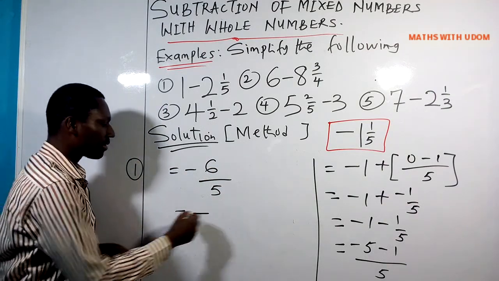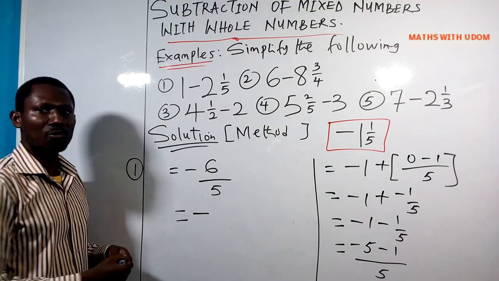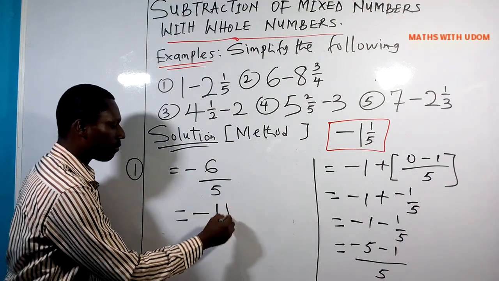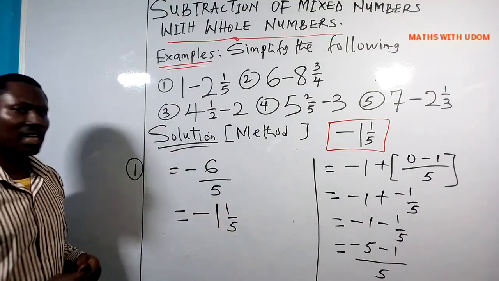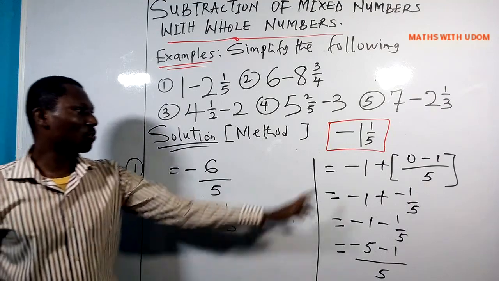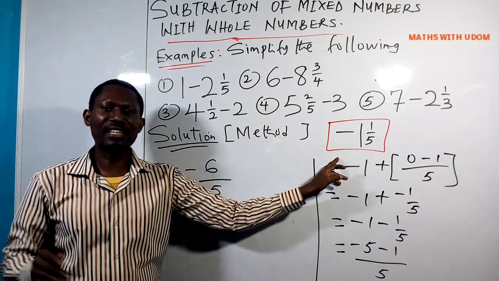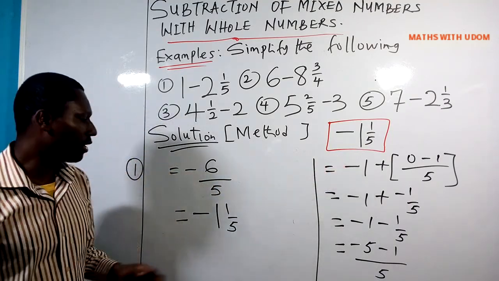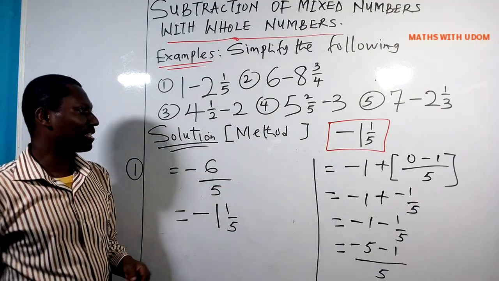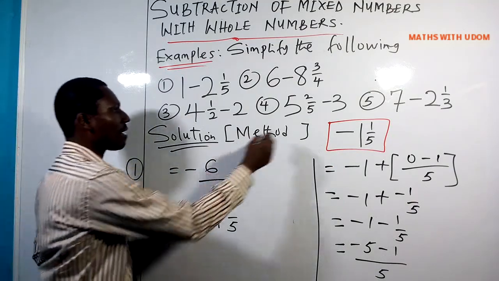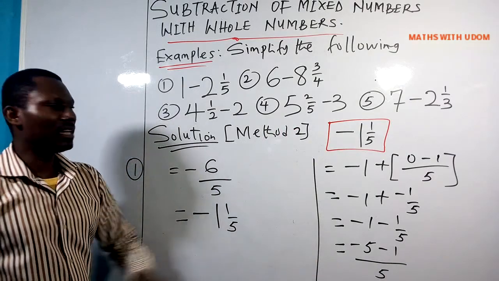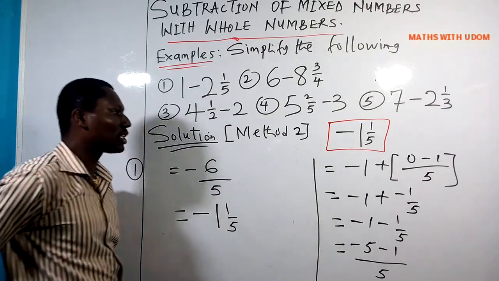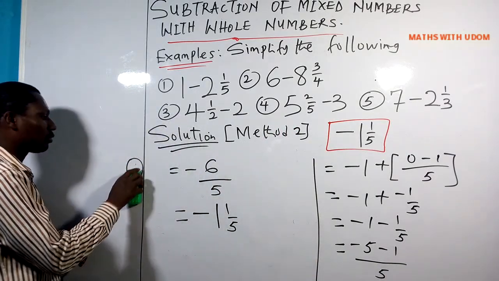That will give us minus. How many 5 can go in 6? 1. So we have 1 whole number, 1 over 5. You can see that we got the same answer with what we have here. Exactly the same answer. So you can pick any of the methods in the exam or in your schoolwork, and that is our method 2. Let's move straight to the second example, example 2, method 1.